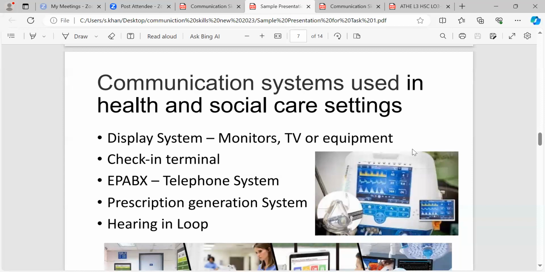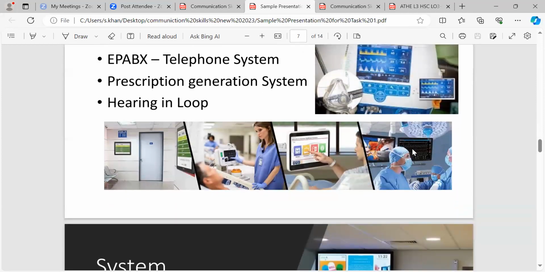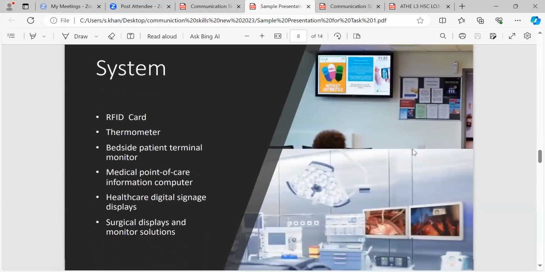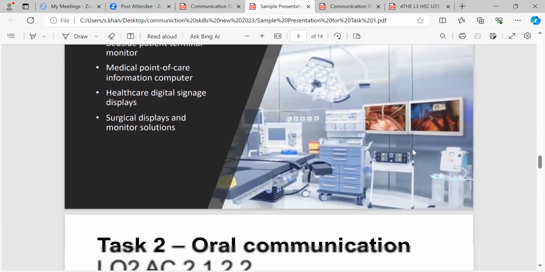Then we looked at communication systems used in the health and social care settings. So we've got things like display systems, monitors, TV or equipment, check-in terminal, EPACs, telephone system, prescription generating system, and the hearing loop. So these are used in health and social care settings. So you've got the RFID card, thermometers, bedside patient terminal monitors, medical point of care information computer, healthcare digital signage displays, surgical displays, and monitor solutions.